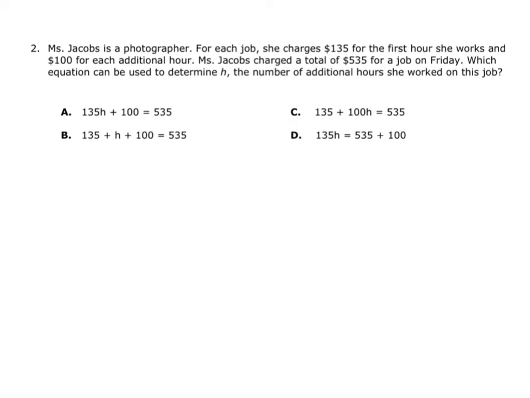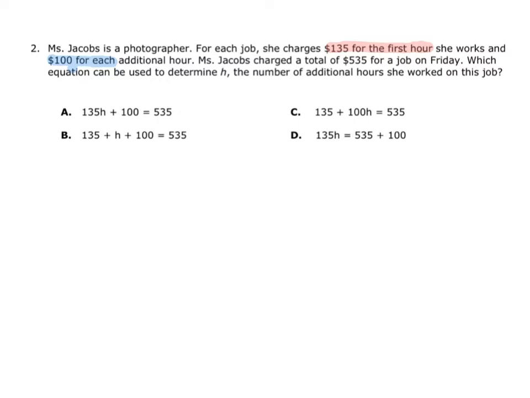Number 2 says Miss Jacobs is a photographer. For each job, she charges $135 for the first hour. So let's highlight that information because it is important. She works, and then $100 for each. Each is super important because that tells us what our multiple time is, our M.